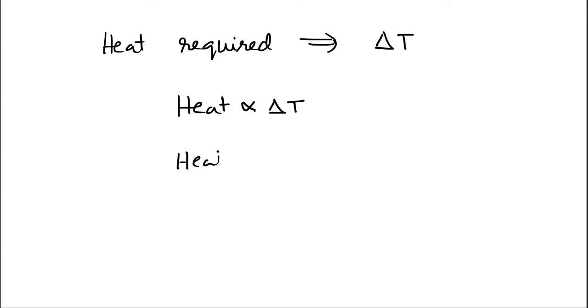Therefore, if you want to bring a temperature change of delta T, then what is the heat going to be? The heat is going to depend on how much temperature change we are going to bring about. So if we remove this proportionality, we get a constant, that is Q equals C delta T. What is this C? This C is known as the heat capacity.